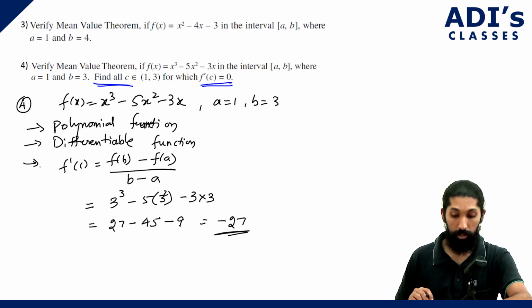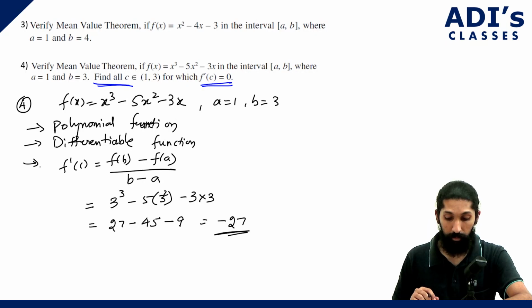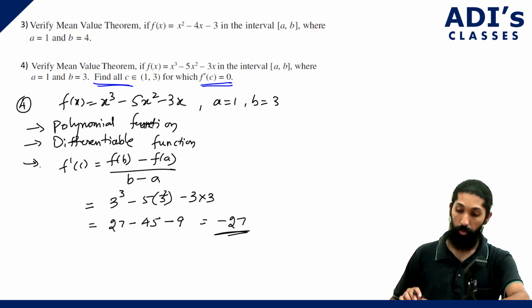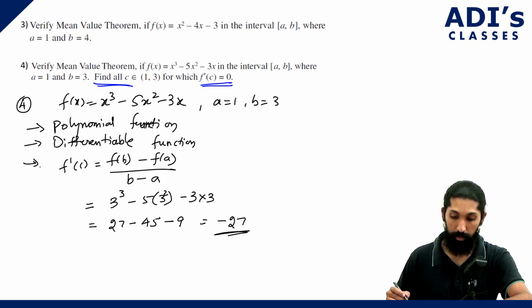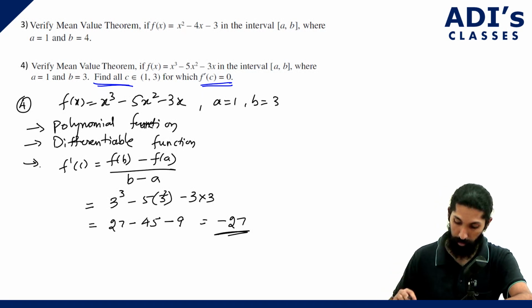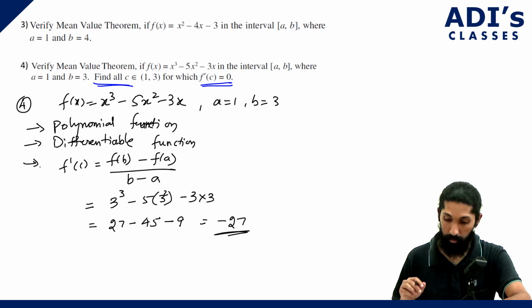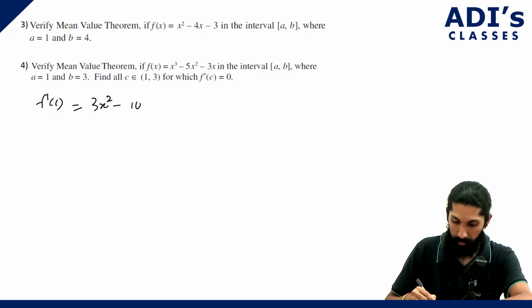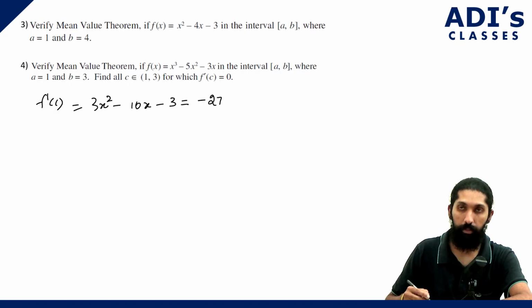But the question says, find all c which belongs to 1 comma 3 for which f dash of c is 0, isn't it? So here, when we are trying to verify first, what you need to put is that minus 27, just like the previous problem, we need to solve and get the answer. All right, so let's solve this one. See, f dash of c, 3x square minus 10x minus 3 is equal to minus 27, correct?